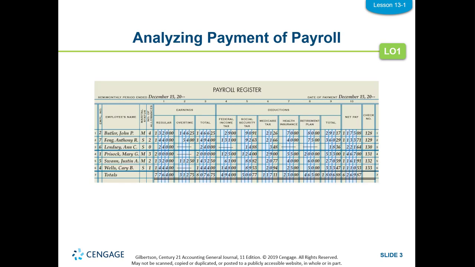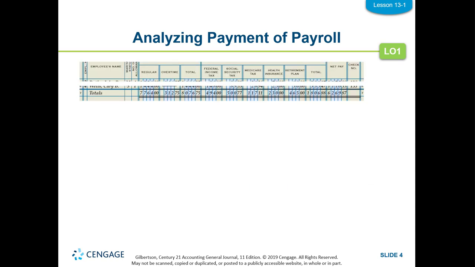Similar to a special journal, the column totals of a payroll register provide the debit and credit amounts needed to journalize a payroll. Data from the payroll register for 3 Green's semi-monthly pay period ended December 15th are summarized in the following T accounts. The sum of the total earnings column, $8,076.75, is the salary expense for the pay period. Salary expense is debited for this amount.